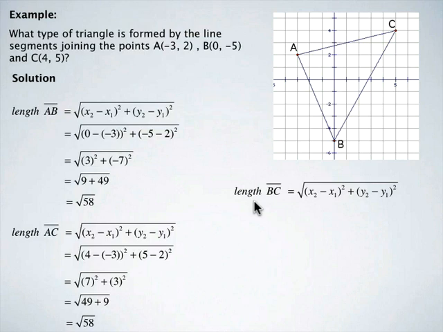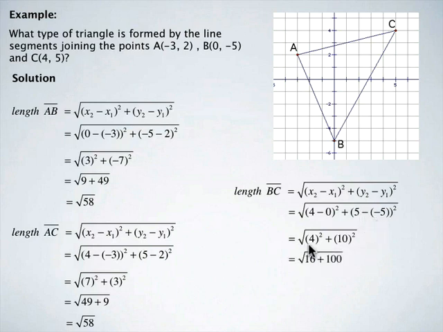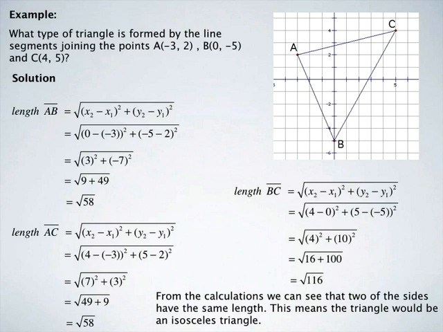Checking the final side, BC, we again use the same formula, sub in, x2 is 4, x1 is 0, y2 is 5, y1 is negative 5, 4 subtract 0 is 4, 5 subtract negative 5 is 10, so 4 squared is 16, 10 squared is 100, giving us an answer of the root of 116. So from these calculations, we see that two sides have the same length. This means that this is an isosceles triangle.